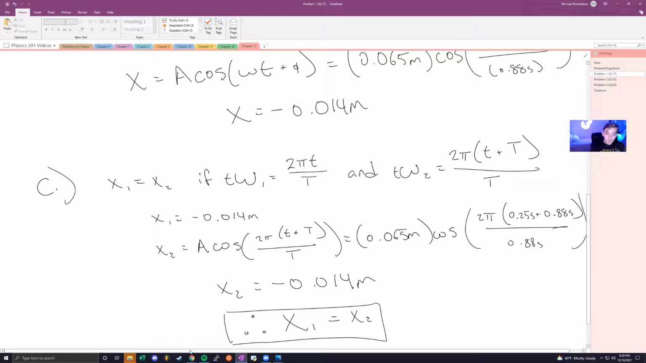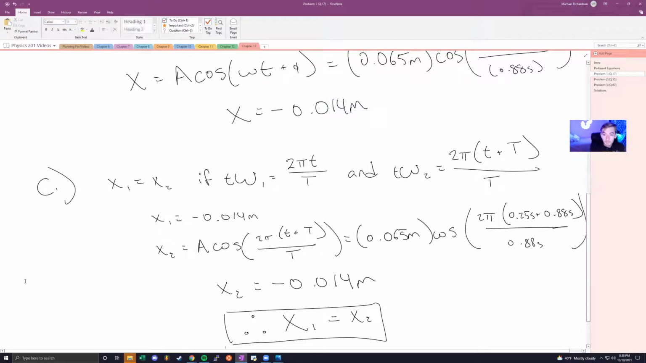So the main takeaway from this: if we just add a period to whatever time that we are considering, we will get the exact same position. But that is under a very, very crucial circumstance, that we don't have any damping adding to the system.